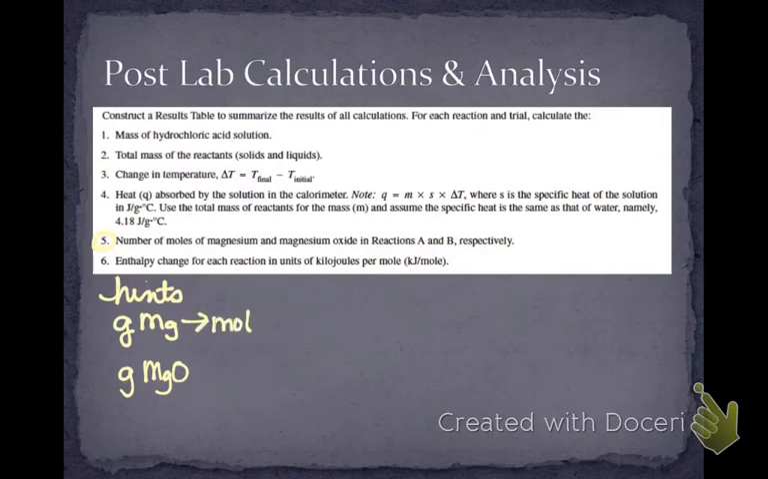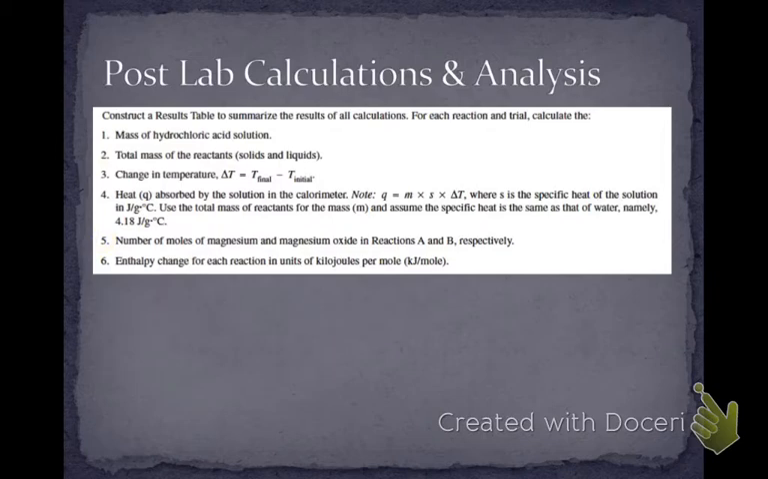And if you remember from anything that we've done in this class, when we are converting from grams to moles, we are going to use molar mass. So you're going to have to look up the molar mass of magnesium and calculate the molar mass of magnesium oxide, and you're going to do that simple conversion to get your moles of magnesium and magnesium oxide. So that's what it's asking you in number 5. I hope that was helpful. If you still have questions, reach out and ask me. You can ask me on the forum. You can also ask me via email, and I'll be happy to help you with that.